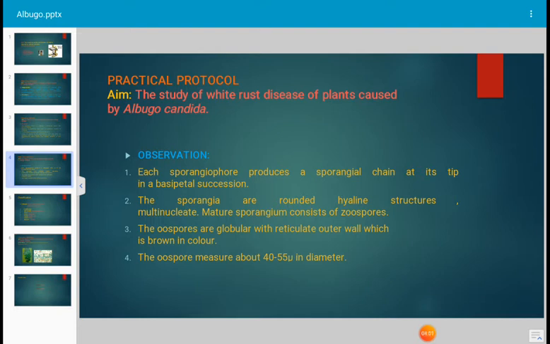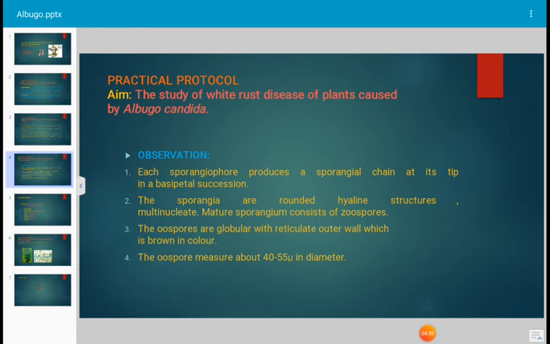The sporangia are rounded, hyaline structures which are multinucleate. A mature sporangium consists of zoospores, and sometimes the sporangia germinate and produce a sporangium-like structure at the tip in which zoospores are developed. These zoospores are released, and in the presence of the proper host plant they cause disease. Again, white rust appears. But in some species the sporangia germinate directly and cause the disease.